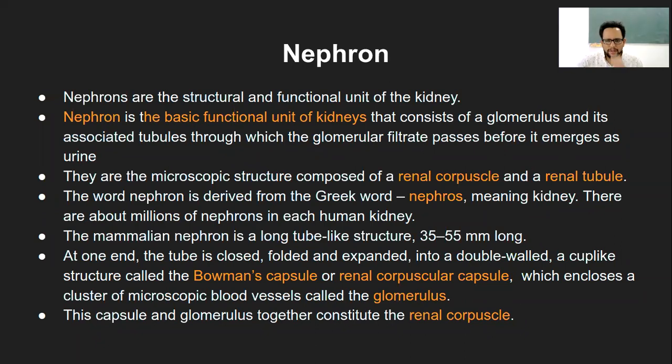So it consists of something which is called the glomerulus. I assume that you haven't heard these terminologies before in the previous classes, like class 9 or so. So there is something called the glomerulus, which is a network of capillaries, a network of blood capillaries I must say, and it is associated with a tubule through which the glomerular filtrate passes before it emerges as urine.